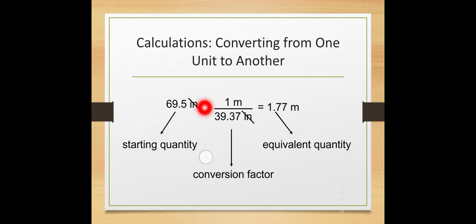For example, we are provided with 69.5 inches. This is the starting quantity, and we have to convert it into the desired or equivalent quantity that we want. So we have to convert these inches into meter. We put the conversion factor as such: the meter is in the numerator and inches in the denominator, 1 meter over 39.37 inches. So inches and inches cancel out, and we divide these both terms and get 1.77 meter. This is the new unit of the quantity.